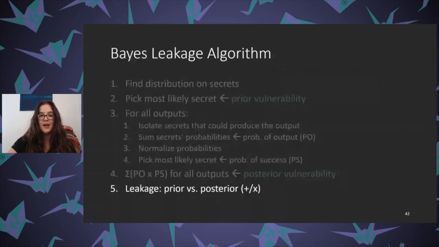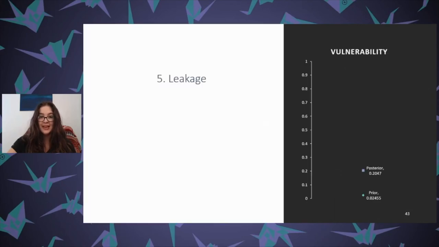So now we have our posterior vulnerability. And now we can talk about the L word. Leakage. The point of calculating the leakage is to isolate the effect of the channel. Where did we start and where did we end up? Are we in a slightly worse position or a much worse one? So we can see from the right here that we started off with a 2% vulnerability and we ended with a 20% vulnerability.